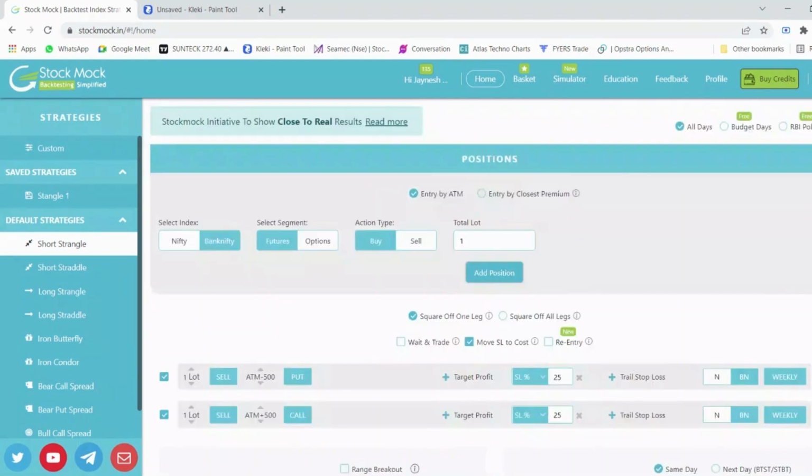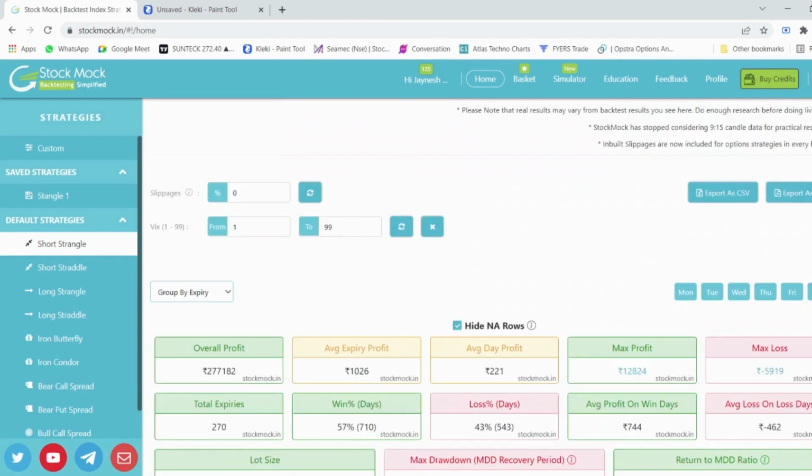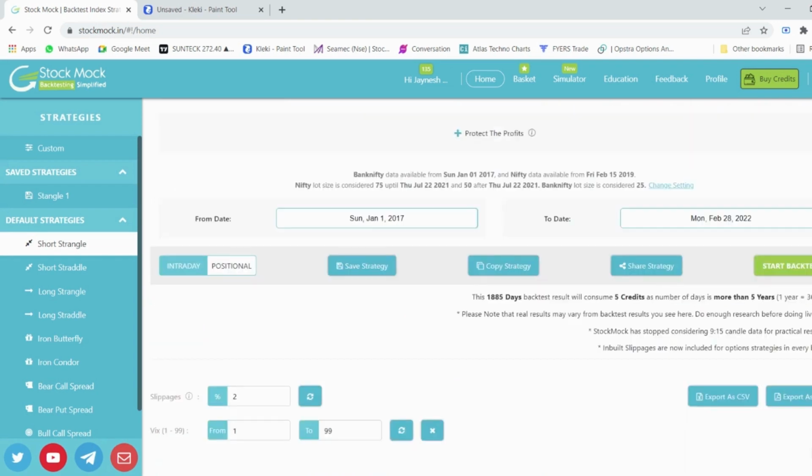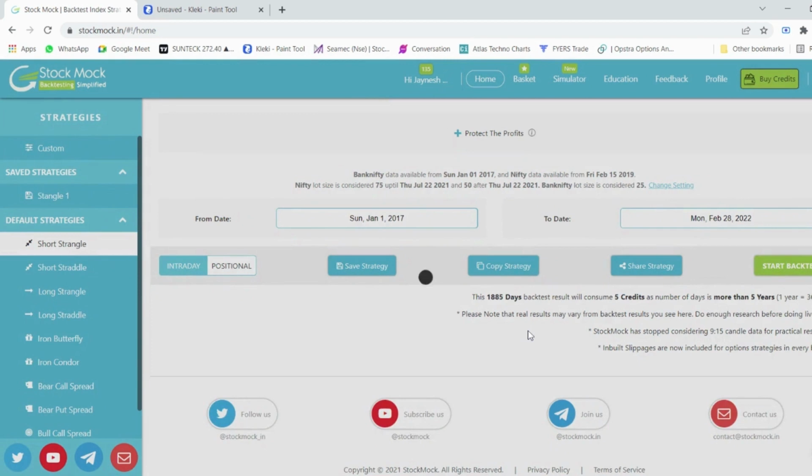So if we increase the number of lots, for example, to 10, let us assume our base capital is 10 lakhs. So if someone is having 10 lakhs capital, then we can trade 5 lots, right? So let us now increase the number of lots here and then backtest it, counting the slippage of 2%, right? So now we have counted the slippage and we now start the backtest.